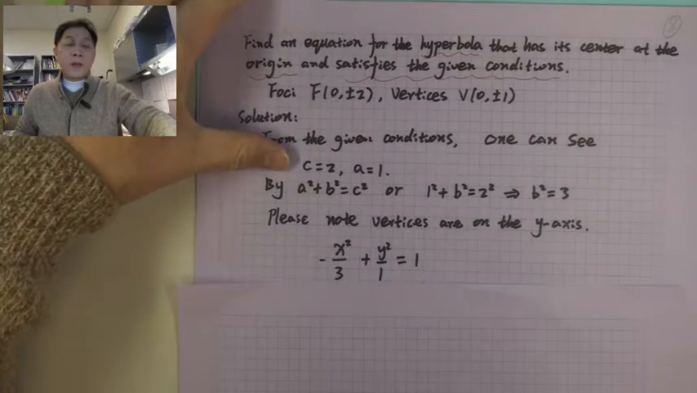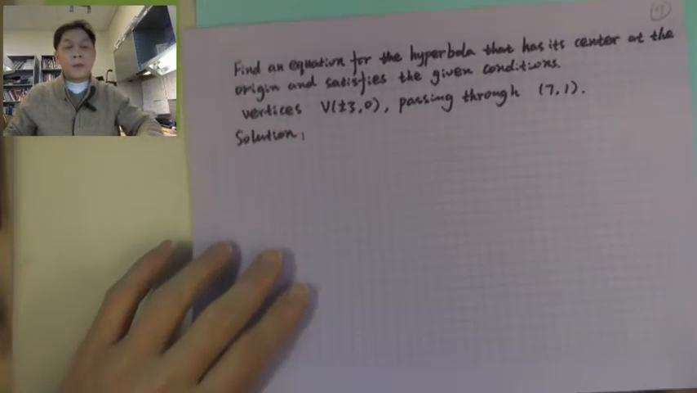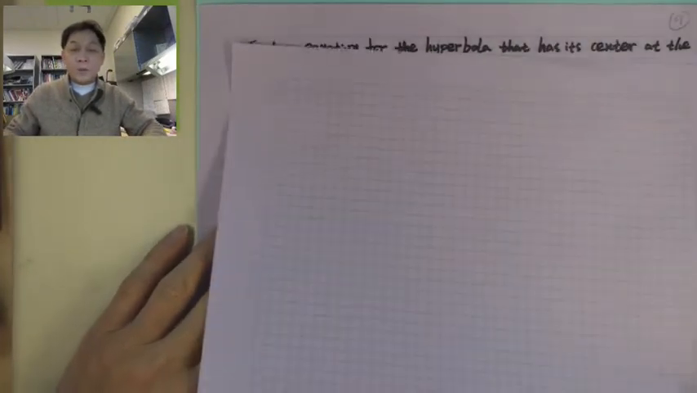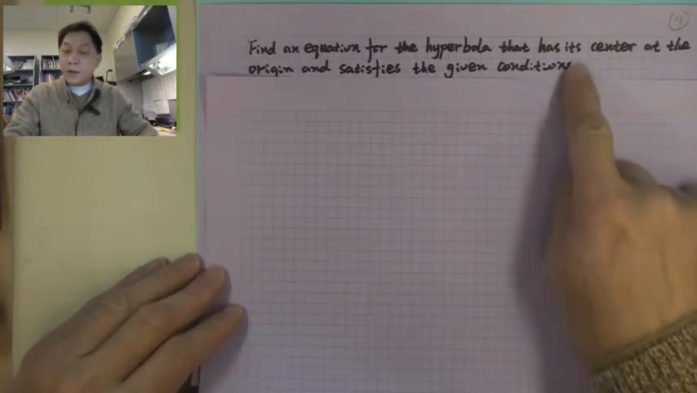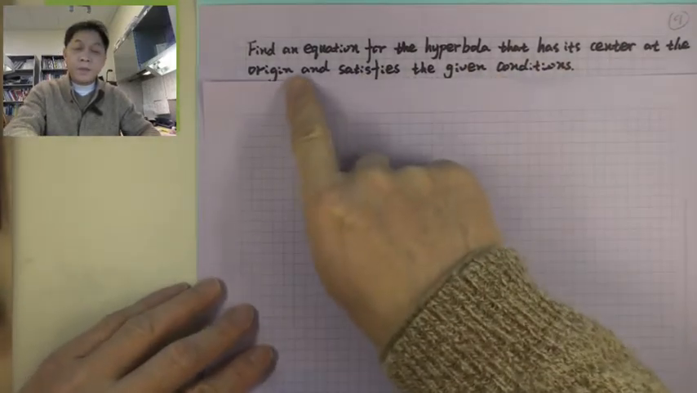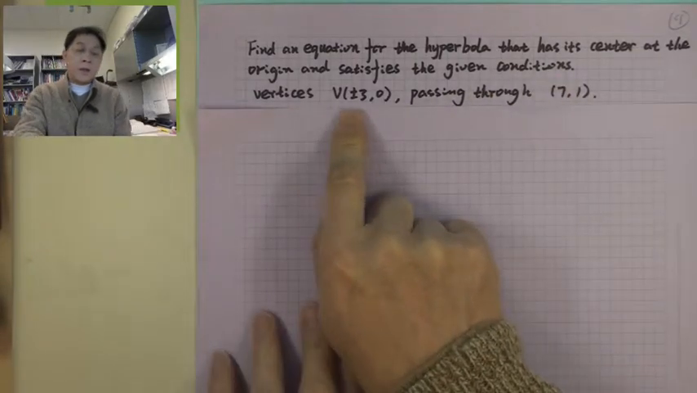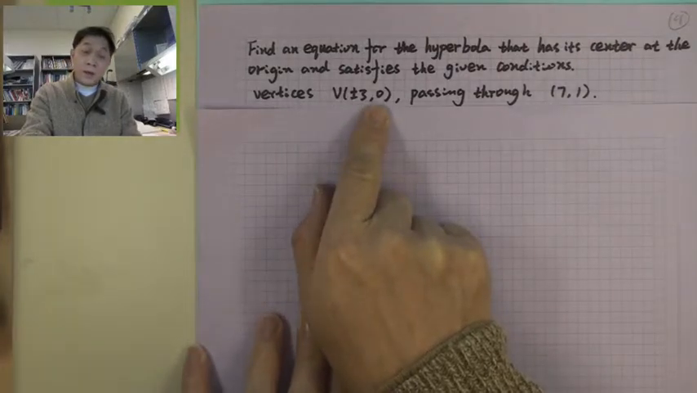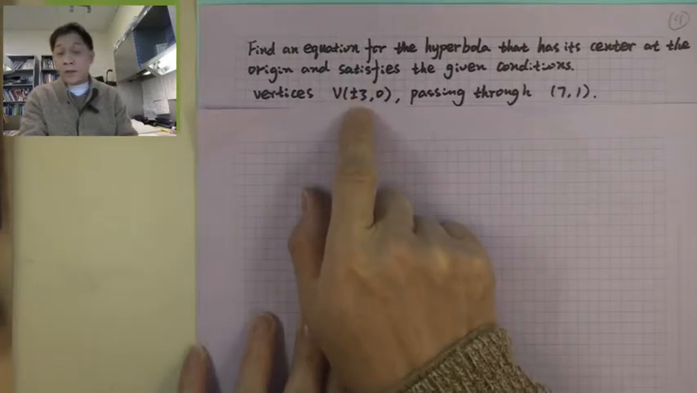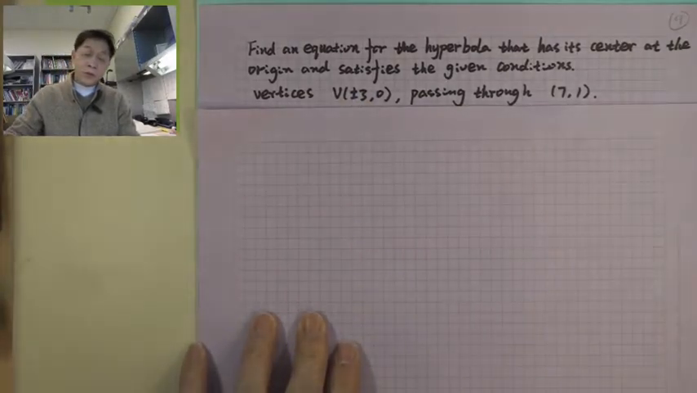Now, let's look at another example. Find an equation for the hyperbola that has its center at the origin and satisfies the given conditions. The vertices are (±3, 0), so a is given: a is 3. It passes through (7, 1). How are we going to use this condition?